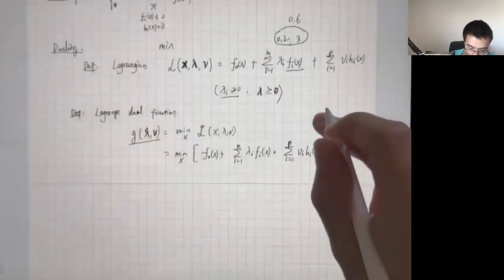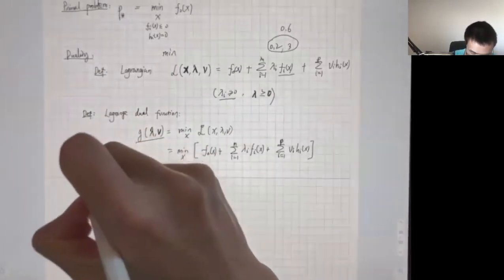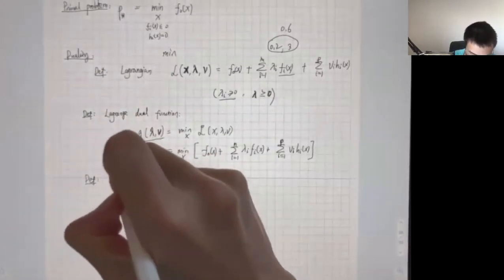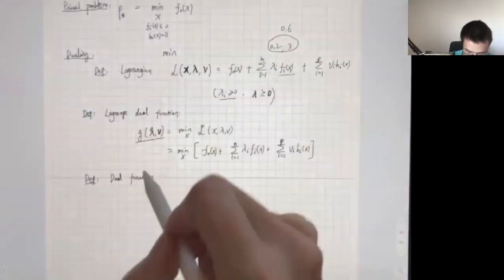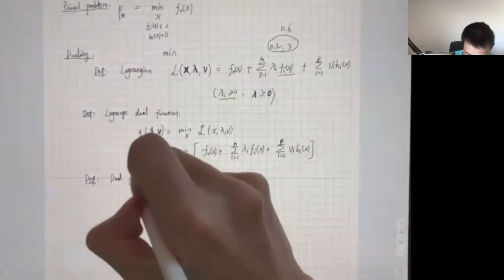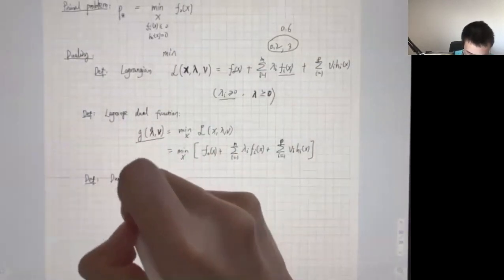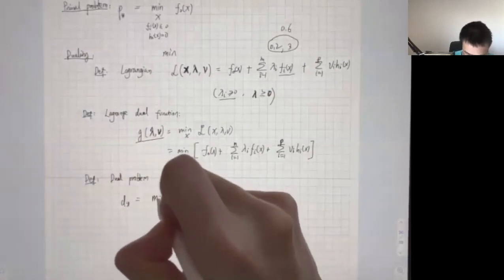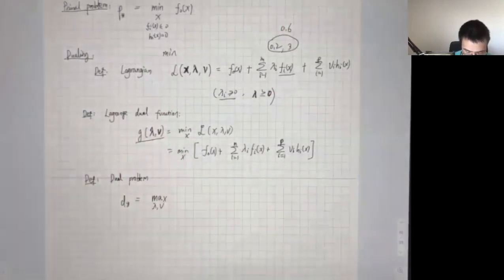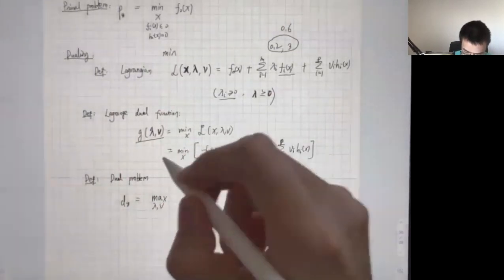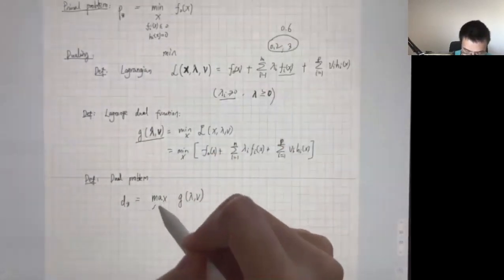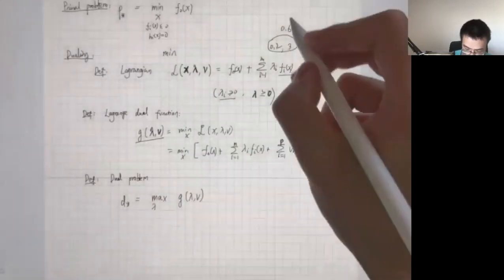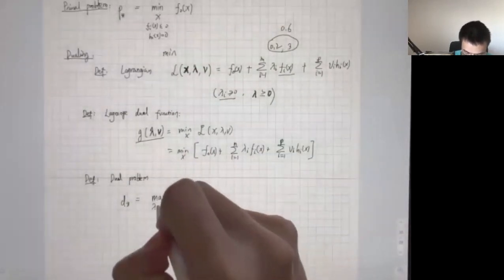Okay, so now I can define a dual problem. I have a lot of definitions, but it's easy to remember. The dual problem is basically that I would like to find the optimum, which is the max over lambda and nu of my Lagrange dual function, where lambda has to be greater than or equal to 0, as I mentioned here, but I have no constraints for nu.